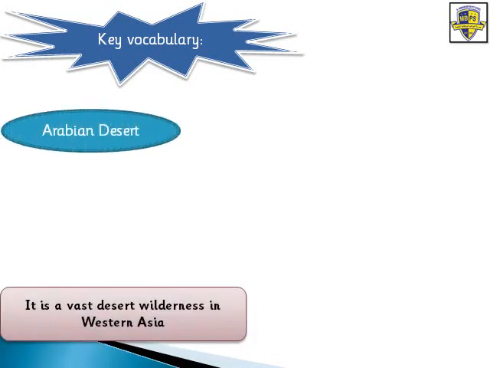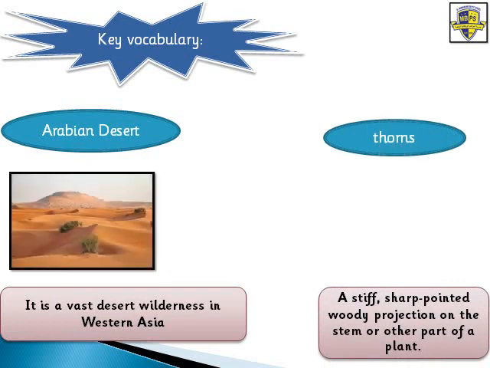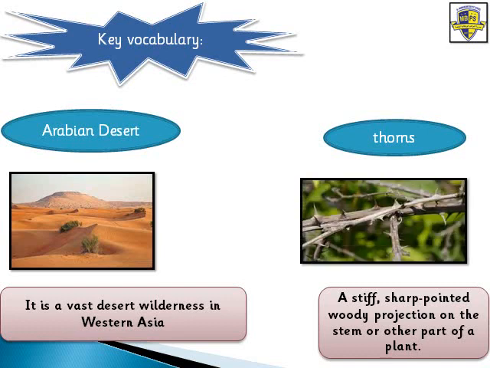First, it is a vast desert wilderness in Western Asia. Let us see, we are talking about what? About Arabian desert. So it is a big desert in the west side of Asia, the continent Asia. Next one, thorns. Look at the picture of thorns. Thorns is a stiff, sharp, pointed, woody projection on the stem or other part of a plant. Did you see thorns before? This is thorns.